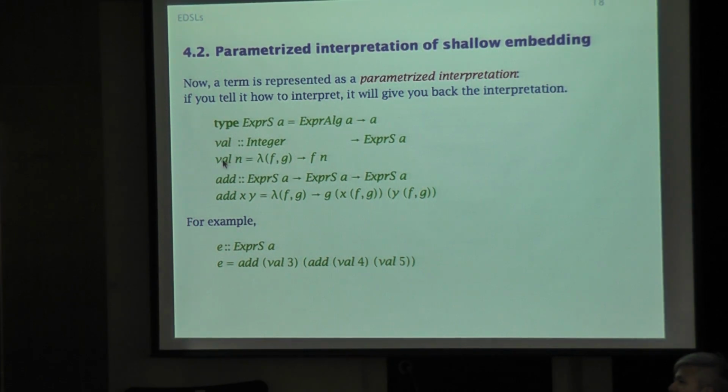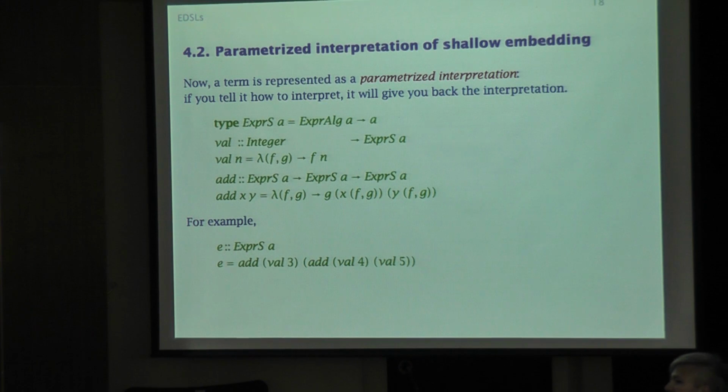And once I define val this way and add that way, then I can make expressions in just the same way as before. So this add val 3, add val 4, val 5 is again an expression. So the same interface to this language works as before. But now E builds up one of these shallow embeddings, which is one of these functions. What can I do with that? It's a function. I can't print it out. What am I going to do with it?